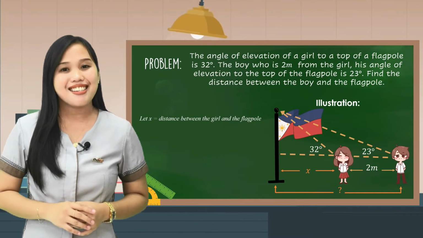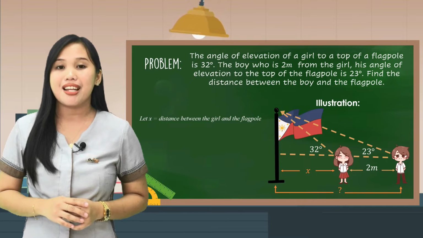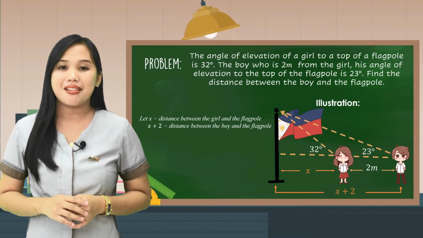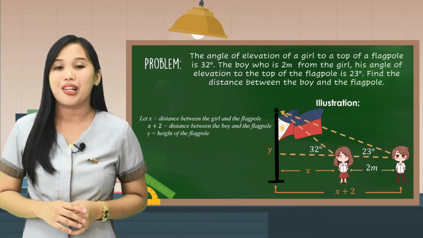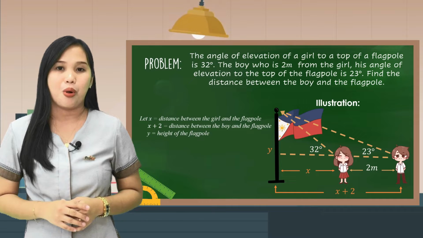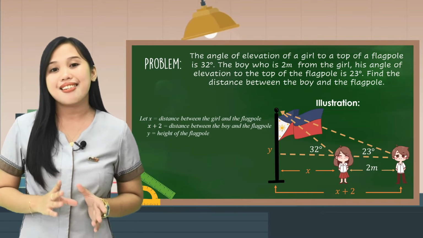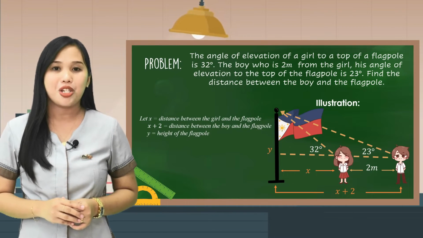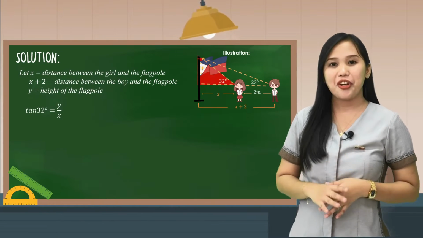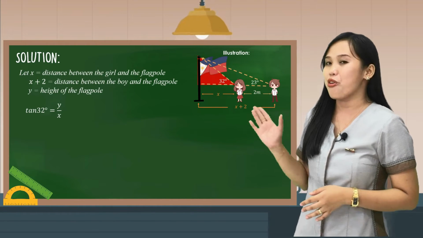With this, let x be the distance between the girl and the flagpole, x plus 2 be the distance between the boy and the flagpole, and y be the height of the flagpole. And for this problem, it is easier for us to use the trigonometric ratio tangent. For tangent 32 degrees, that is equal to y over x.